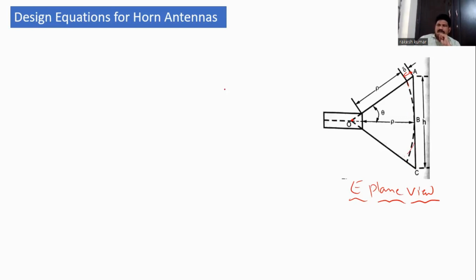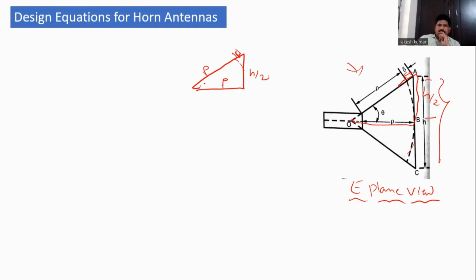So from this diagram, let us consider this triangle. The total length is h. From here to here it is h by 2. Up to here it is rho, and from here to here it is delta. And this is also rho.